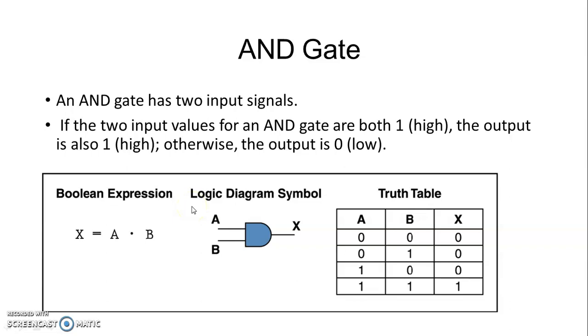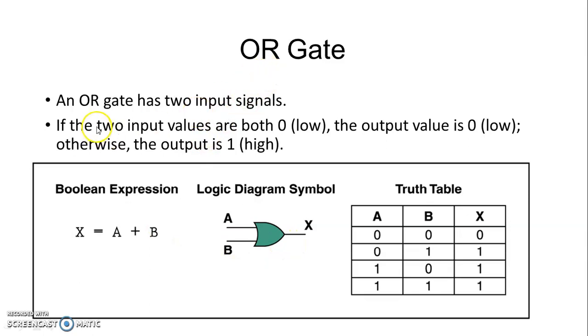Logic diagram symbol for AND gate is a, b two inputs, and here x is the output. Truth table for AND gate are a as input, b as input, and x as output. As I mentioned earlier, if both the input values are high, the output value is also high, otherwise it is low. That is, if both the inputs are 1, which means high, the output will be high, otherwise it will be low.